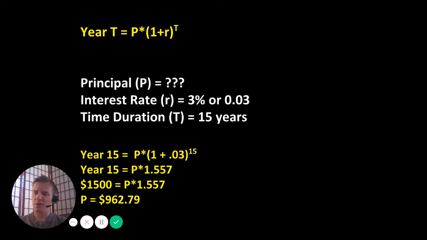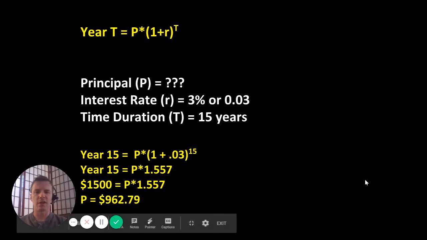In other words, if we want to have $1,500 15 years from now by investing in a savings account that earns 3% interest, how much do we have to put in that account today? The answer is $962.79.